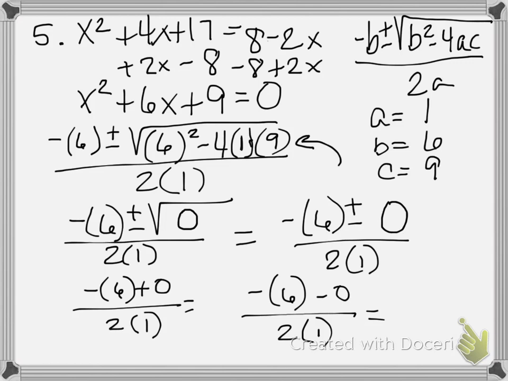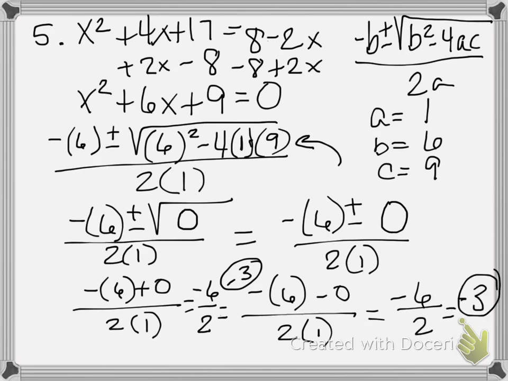Okay? So negative 6 plus 0 is negative 6. 2 times 1 is 2. Negative 6 divided by 2 is negative 3. So there's one of my solutions. Negative 6 minus 0, if you put it in your calculator, you still get negative 6. 2 times 1 is again 2. And I still get negative 3. So the only place that this graph crosses the x-axis is at the point negative 3. It's negative 3, 0 on the x-axis.